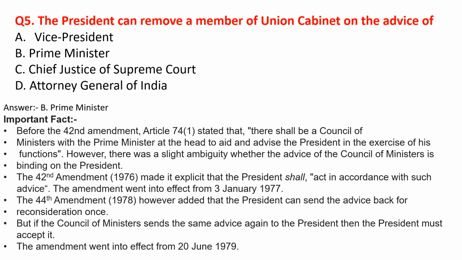The 44th Amendment 1978, however, added that the President can send the advice back for consideration once. But if the Council of Ministers sends the same advice again to the President, then the President must accept it. The amendment went into effect from 20 June 1979.